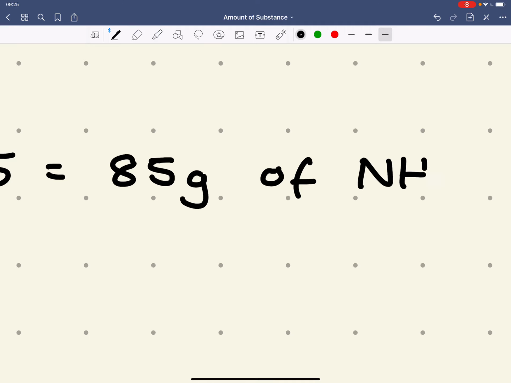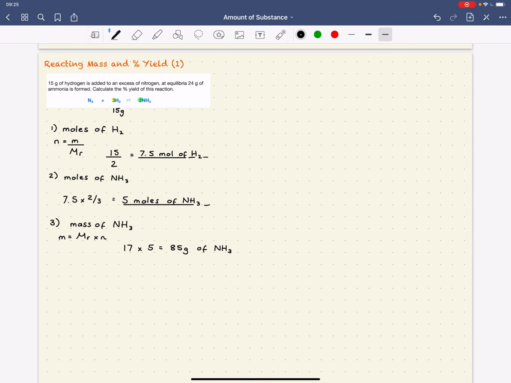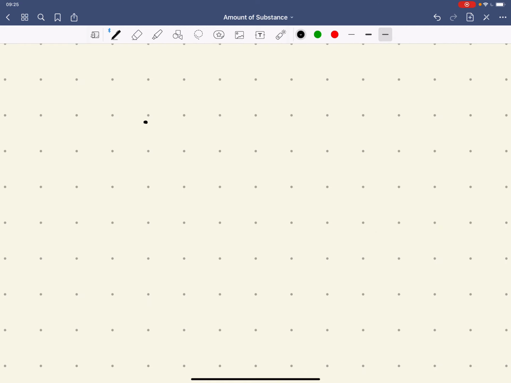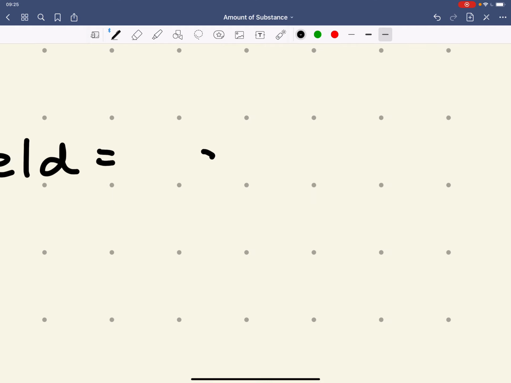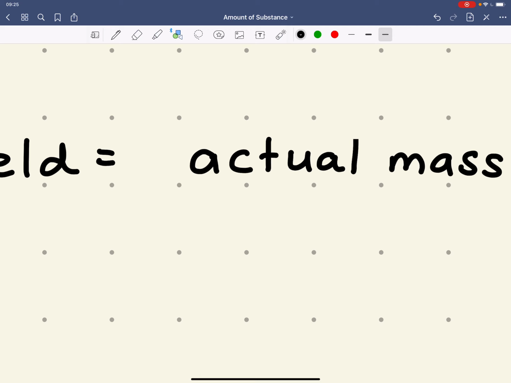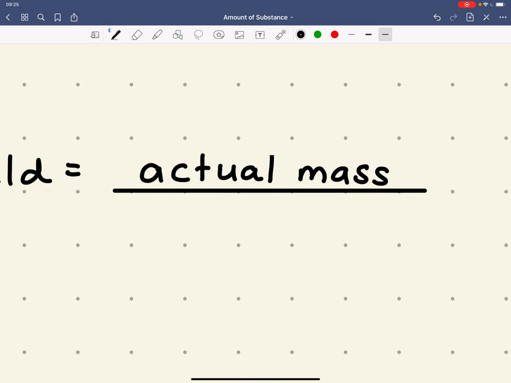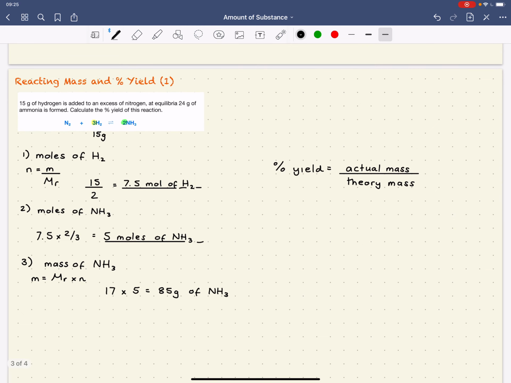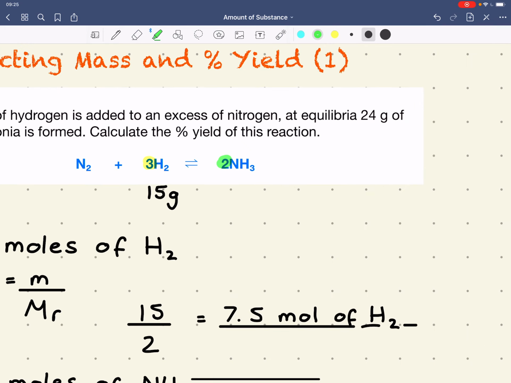Now, that's what you'd expect if you had a 100% yield, but you haven't. We've only got 24 grams of ammonia. So remember then that percentage yield is the actual mass that you get divided by the theoretical yield, or the theoretical mass, which is the maximum mass theoretically you could get. And that's what we've worked out here. So this here, I'll highlight it, this here is my theoretical mass. My actual mass is given in the question there.